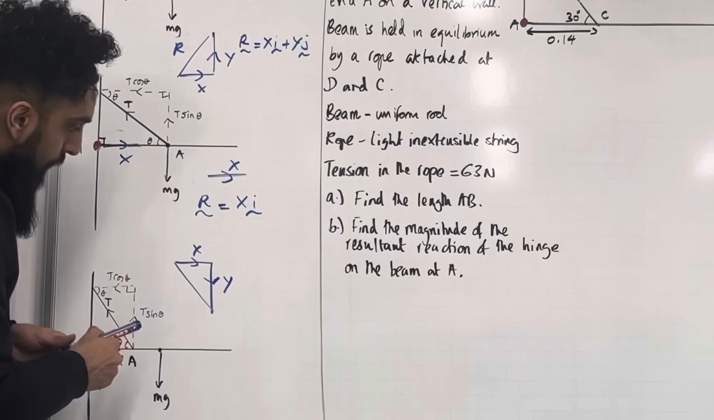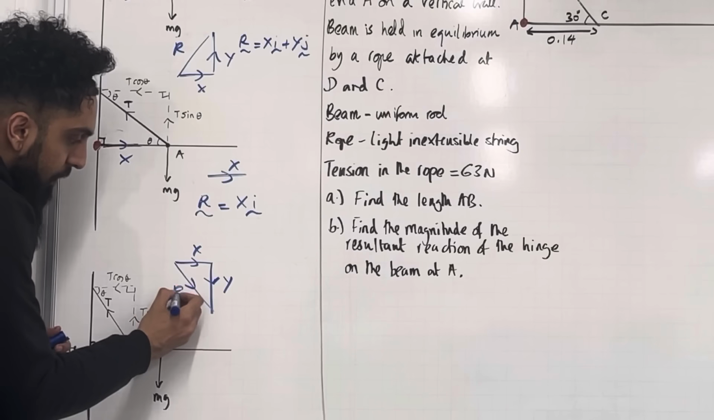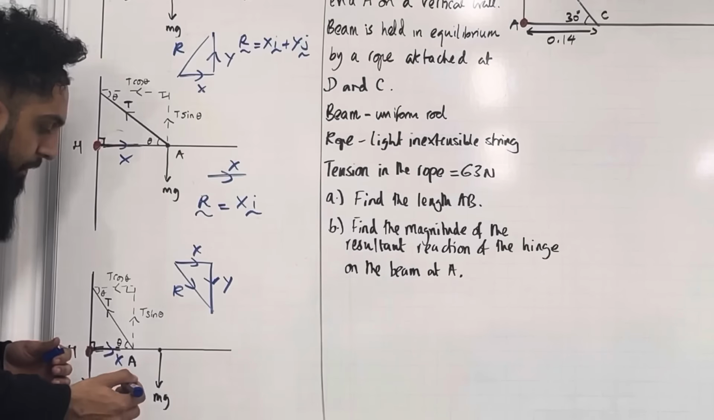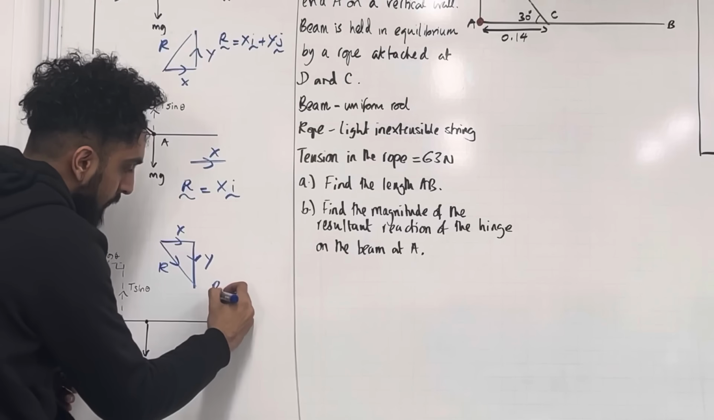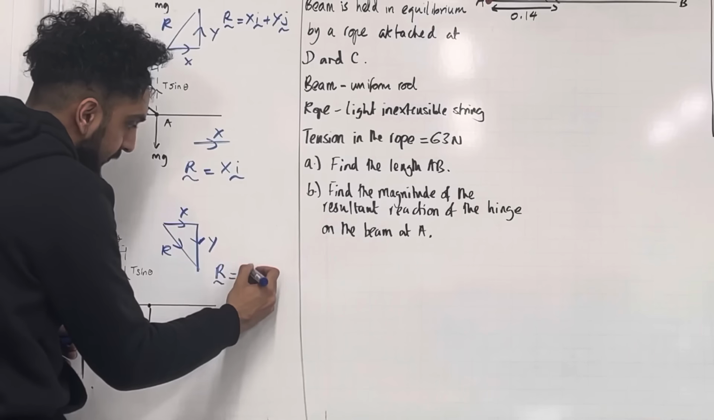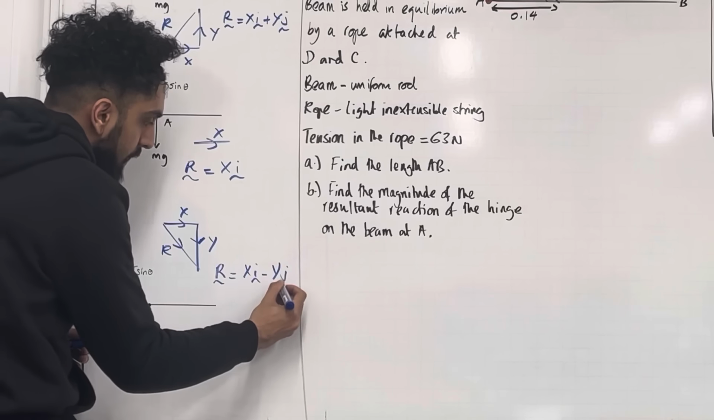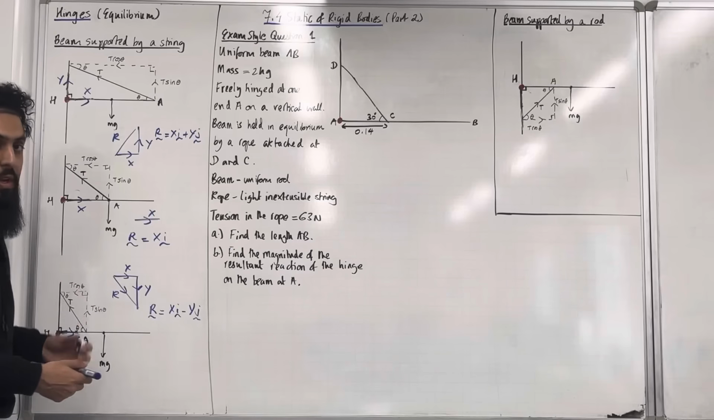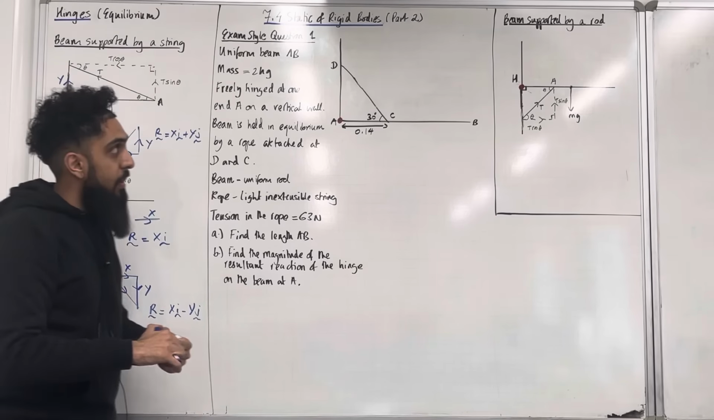Okay, so here is my resultant reaction released by the hinge on the beam. We can write it as a vector. So that will be Xi minus Yj. That there completes scenario number 1. Let's move on to scenario number 2.